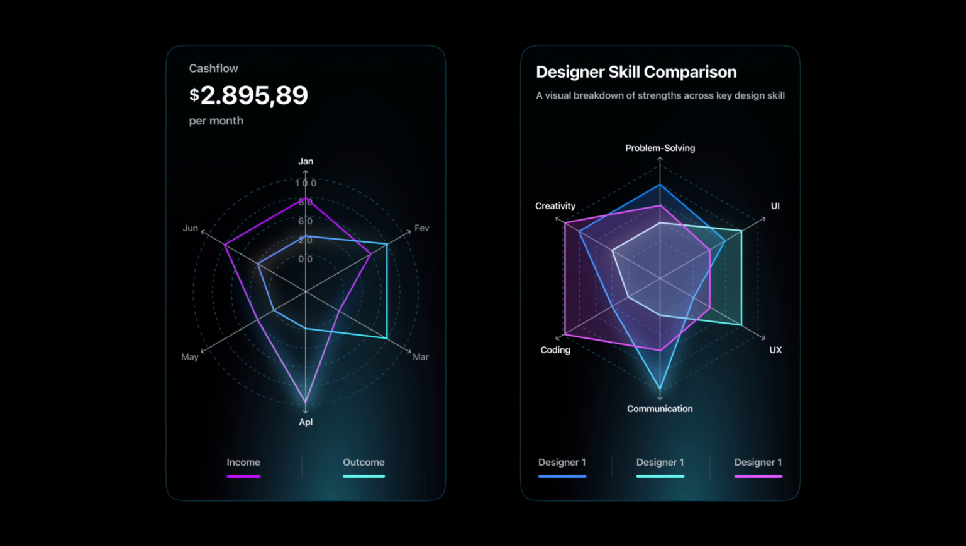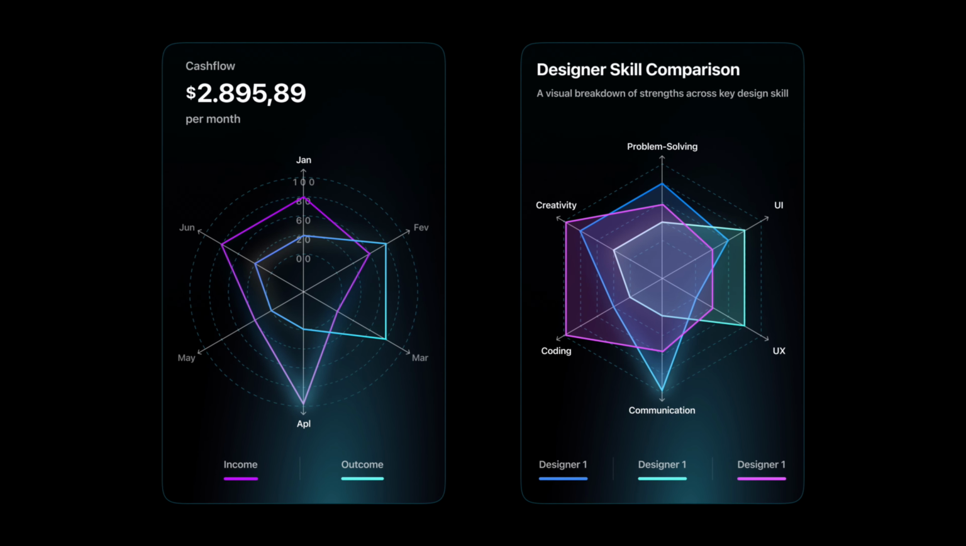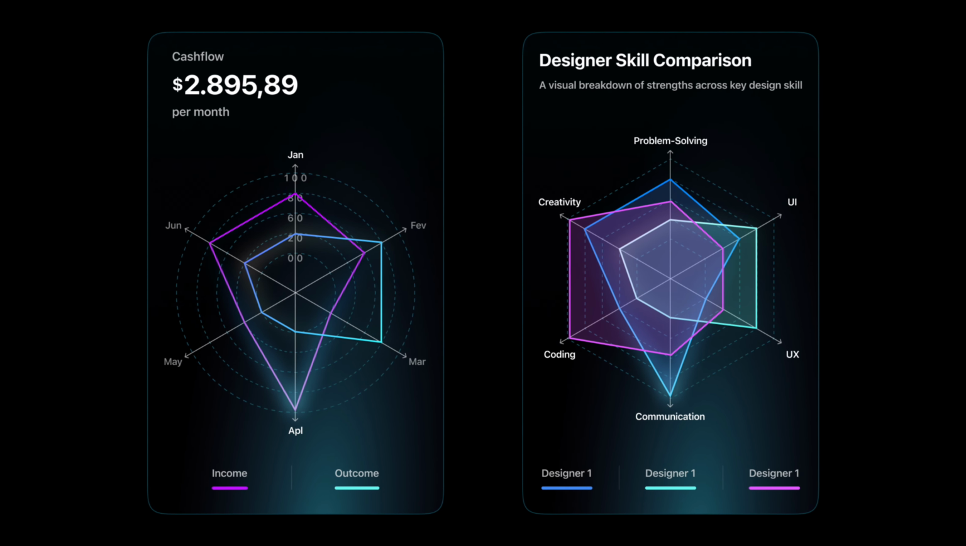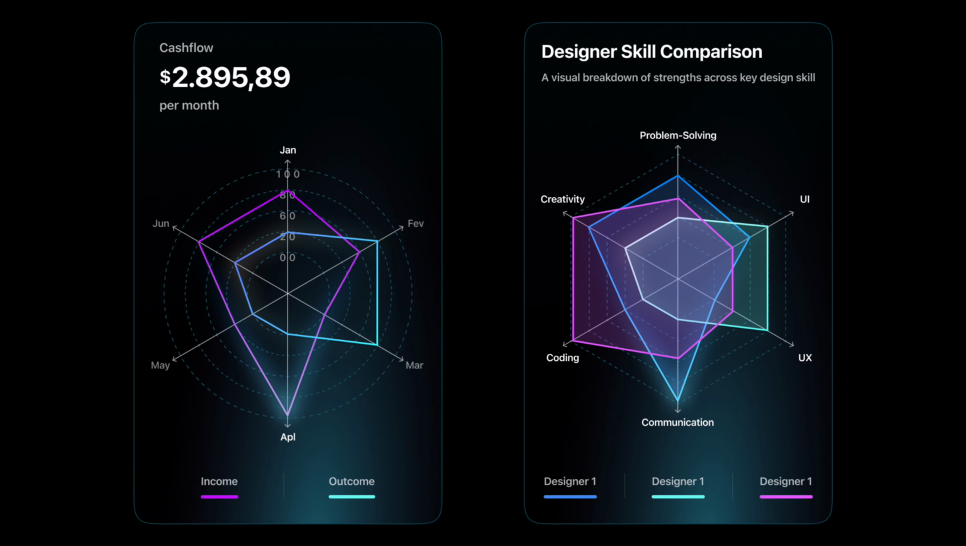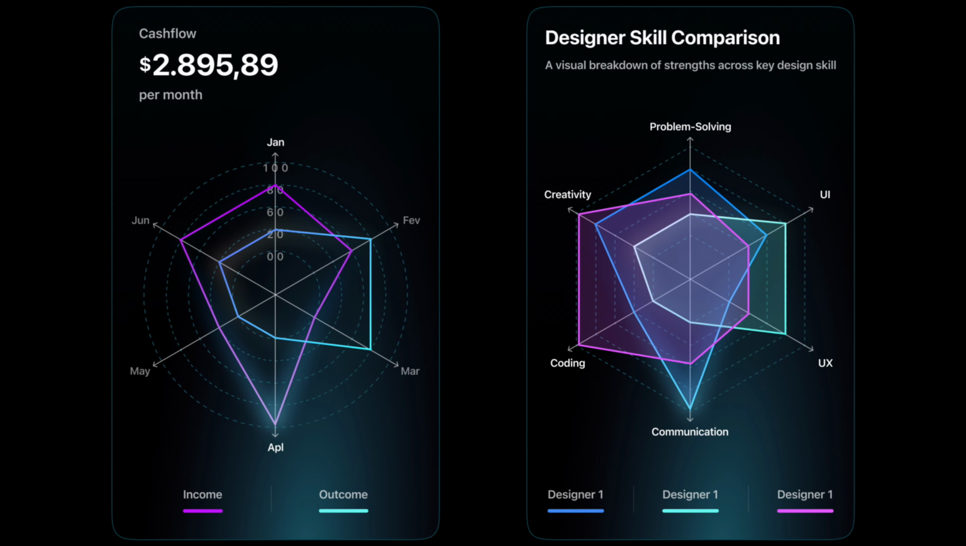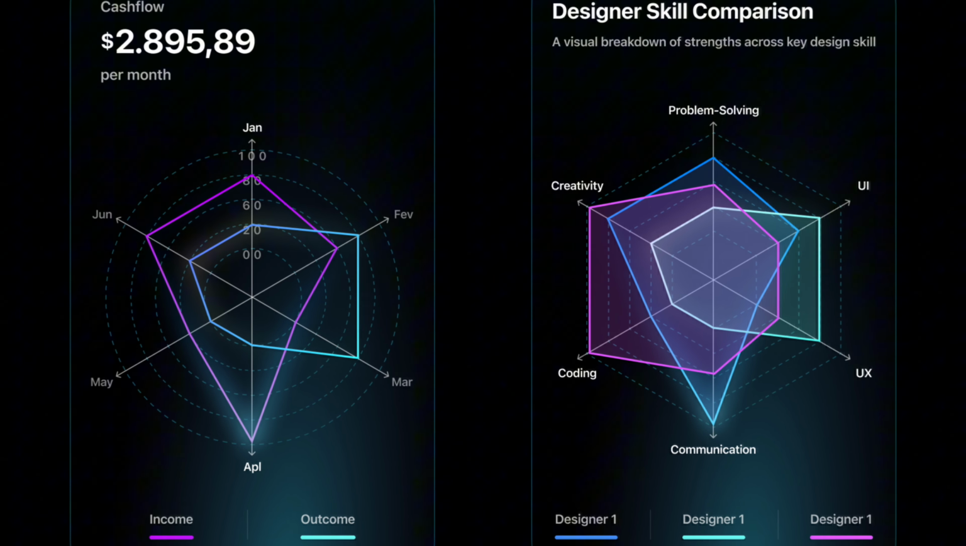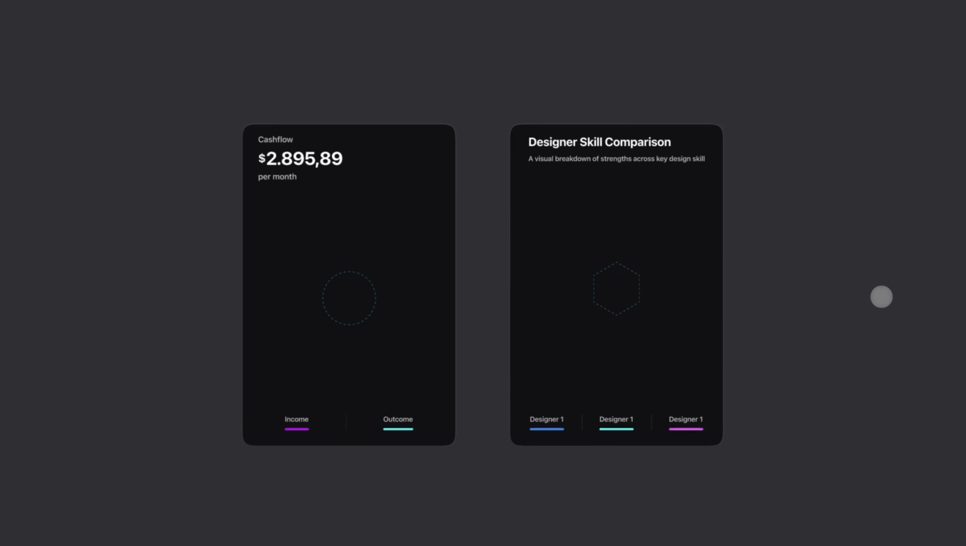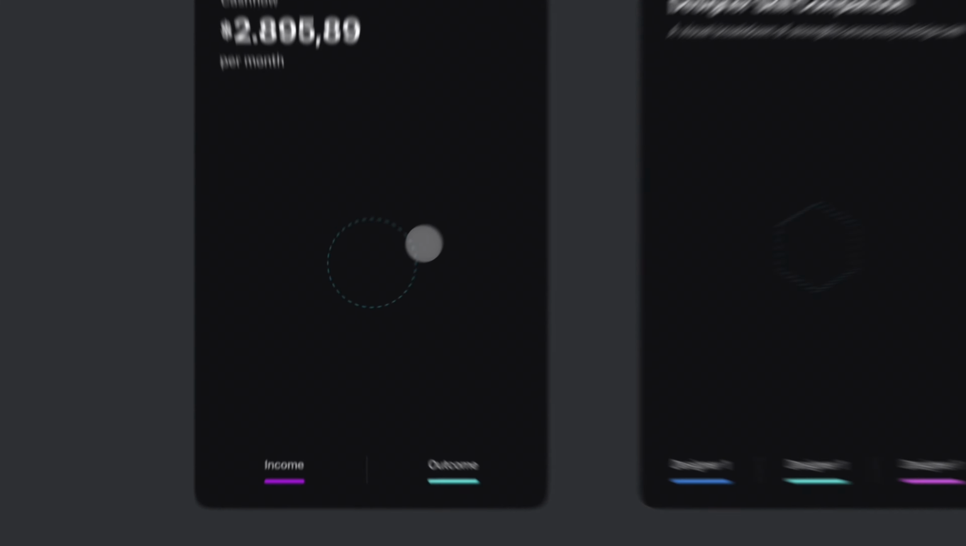All right, so now let's talk about the elements of a radar chart. At first, it might seem a bit complicated, but don't worry, it's actually simple when you break it down. So first, we have the center point. This is the middle of the chart, where all the lines, also called axes, start.